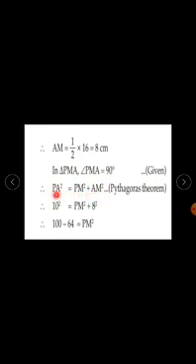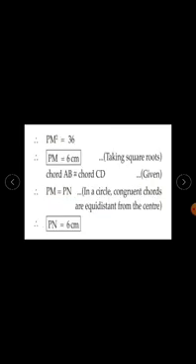Now substitute the value of PA. 10 square equal to PM square plus 8 square. 10 square is 100, 8 square is 64. So transposition: 100 minus 64 equal to PM square. 100 minus 64 is 36. So PM square is equal to 36. Taking square root, therefore PM is equal to 6 centimeter.